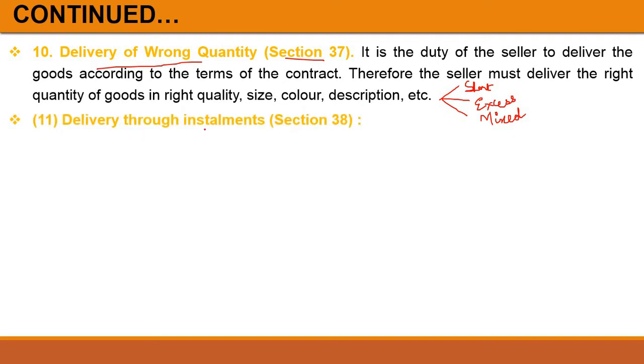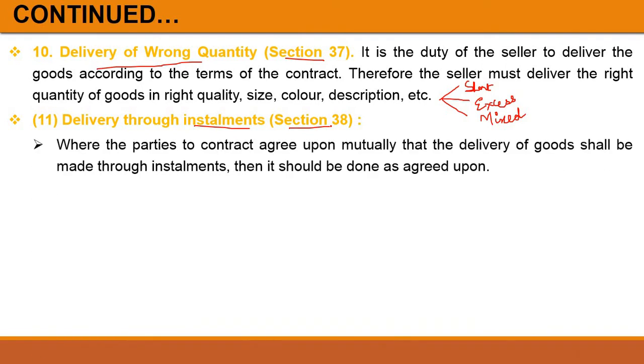Next comes delivery through installments. Section 38 deals with it. It says that in the absence of a contract to the contrary, the buyer is not bound to accept an installment. If the parties have decided, then it is okay. Otherwise, the buyer is not bound to accept delivery in installments. So the performance of the entire contract can be split up only with mutual consent. If there is no mutual consent, then the delivery cannot be made in installments.